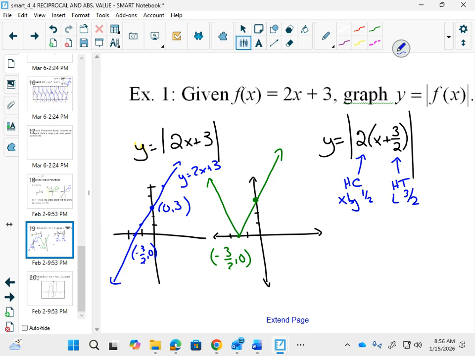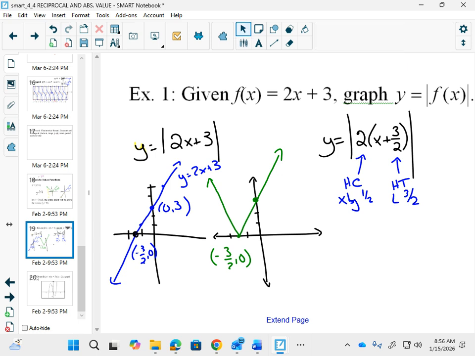I think drawing the inside graph and then just flipping the bottom part up, I actually think that's a little bit easier in this situation. Because you don't have to worry about the factoring part. It wasn't hard to find the x-intercept and find out where the graph changes.